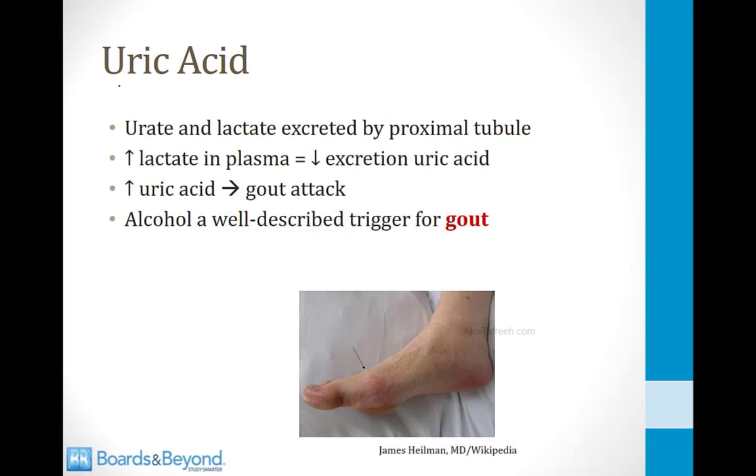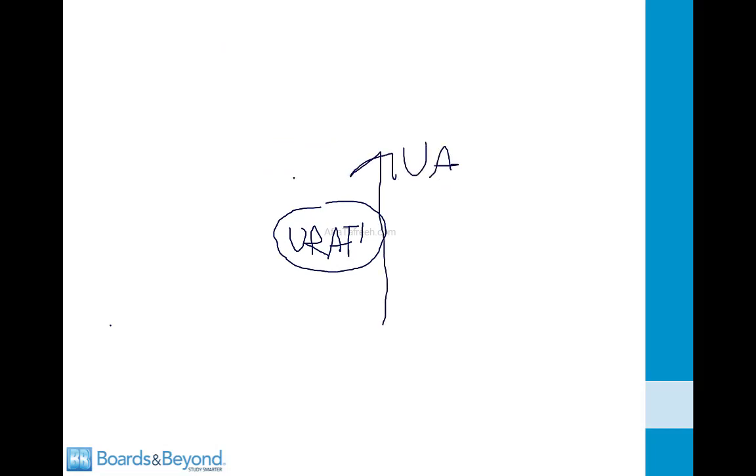Alcoholics also have problems with uric acid. Uric acid and lactate are both excreted by the proximal tubule, and their excretion is related because they both use a similar transporter. What this means is whenever there's more lactate in the plasma, this leads to less excretion of uric acid. The way this works is there's a transporter in the nephron called URAT1, which stands for uric acid transporter 1. And what this transporter does is it pulls uric acid out of the urine in exchange for lactic acid. In other words, it secretes lactic acid into the urine and pulls uric acid out.